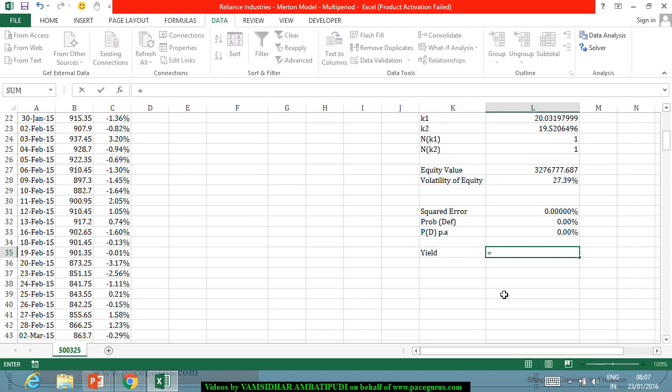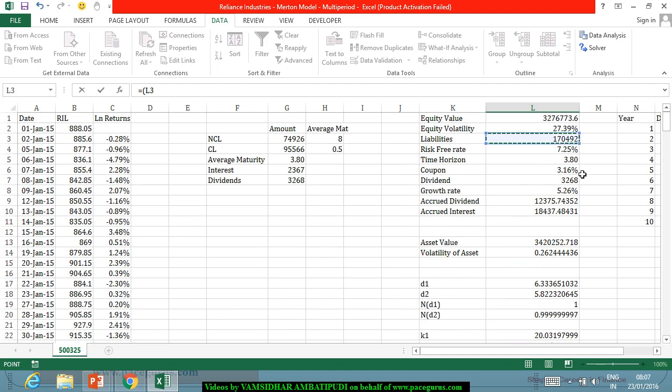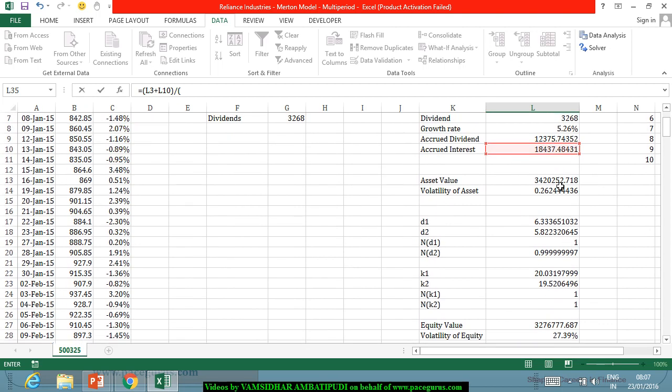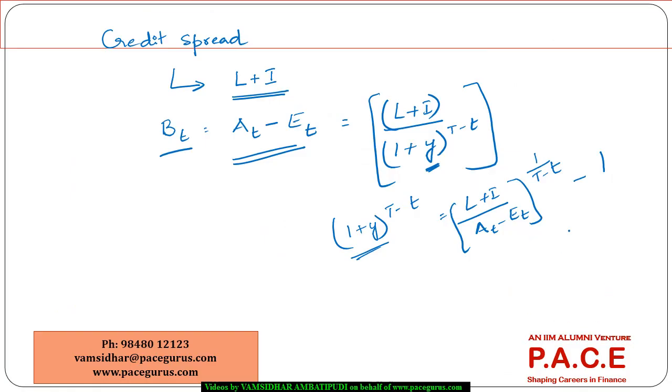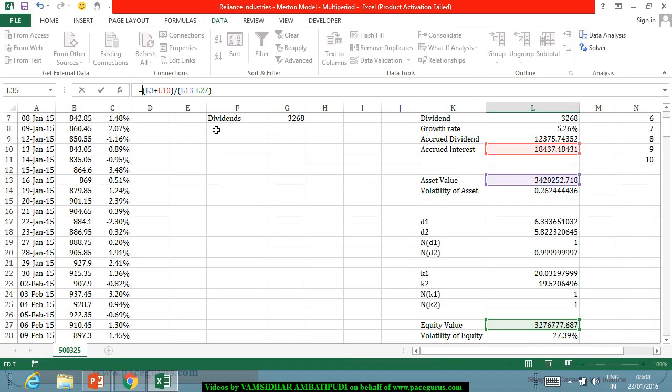The yield that is expected for a bond here is nothing but L plus I. This is my L, and the accrued interest happens to be this one. So L plus I divided by AT minus ET, whatever is the value of the assets. So this is the total value of the assets minus the total value of the equity. So this is becoming 1 plus y to the power T minus t. So this entire thing I do to the power 1 by T minus t.